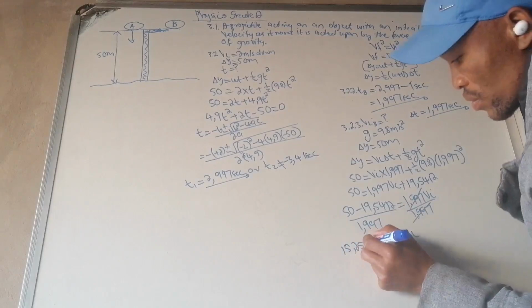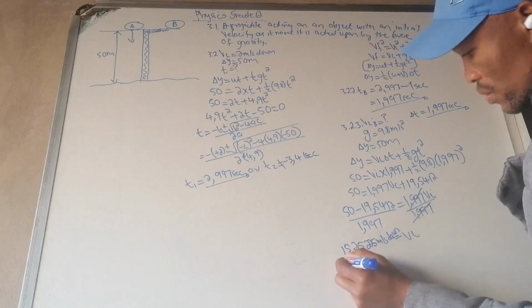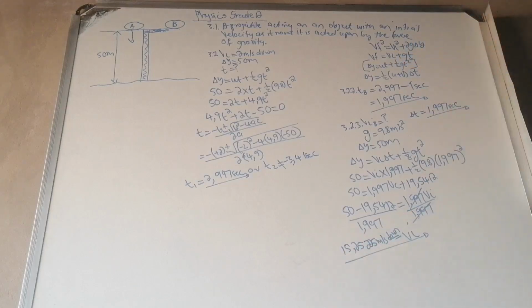15.25225 meters per second down, because it is a positive answer. So this will be the initial velocity. There may be different ways of approach. We are more than fine with that.